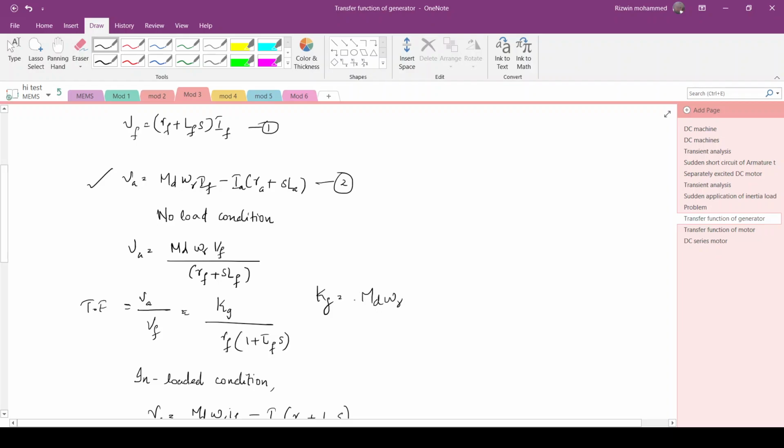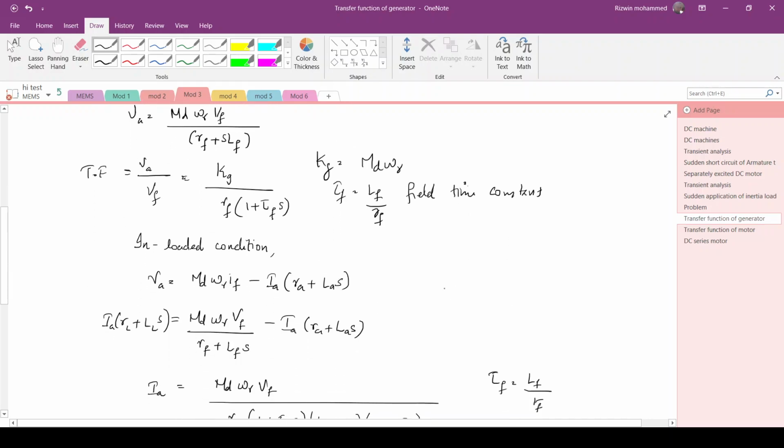Here Kg is the generator constant, Md omega r, and tau f is equal to Lf by Rf. This is the field time constant. We have seen this earlier when we discussed the separately excited generator. Okay, so that is the transfer function derived in no load condition.